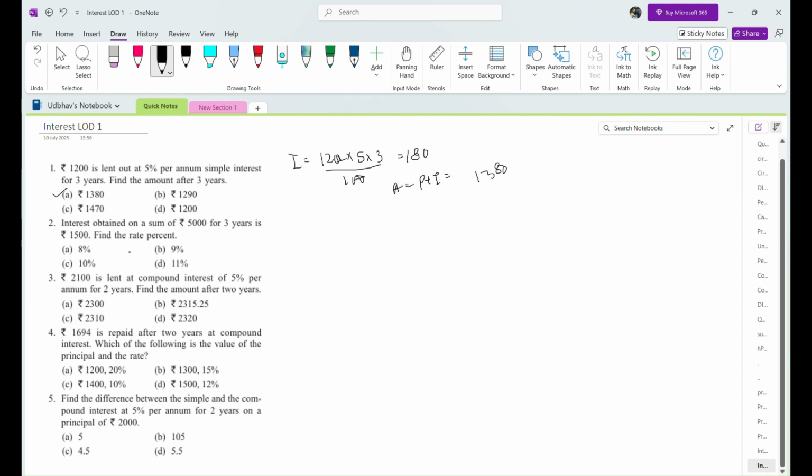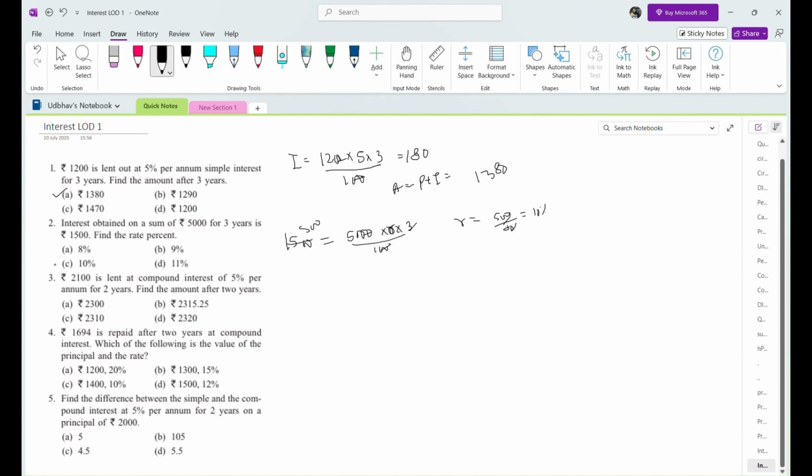Interest obtained on a sum of 5000 for 3 years is 1500. Find the rate percent. We are given the interest now. We are given I equals 1500 on a sum of 5000 for R percent for 3 years upon 100. We can find R from here. R will be equal to, this will get cancelled, 500 upon 50, 10%.